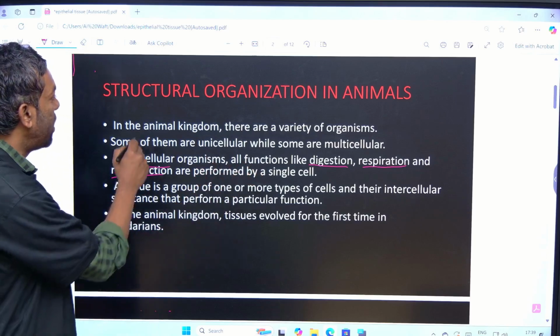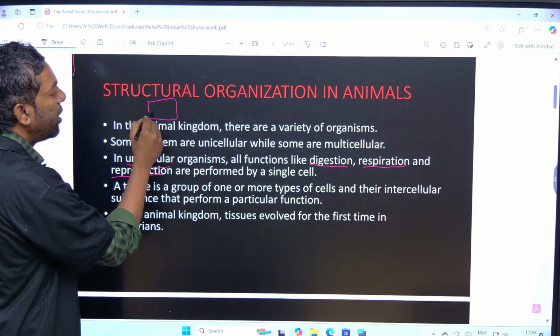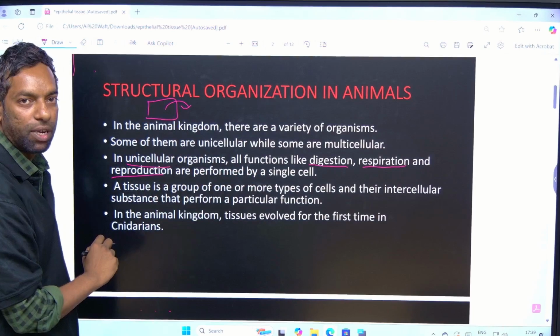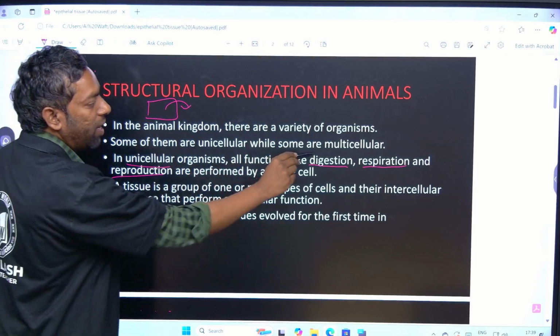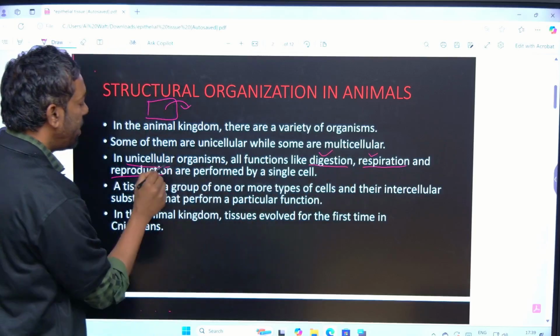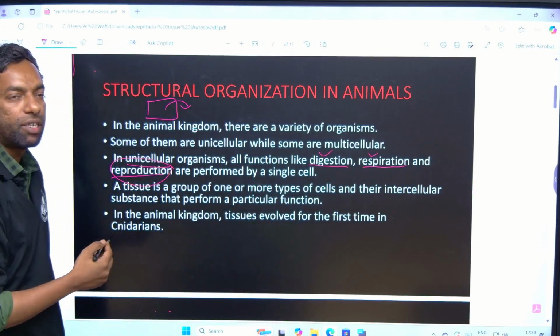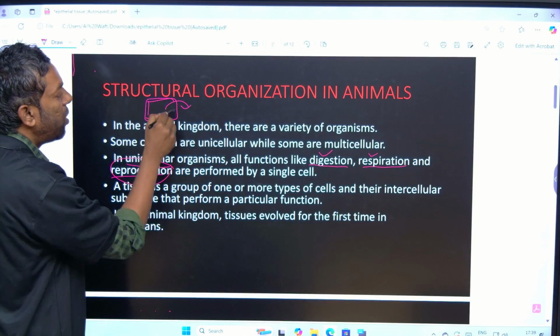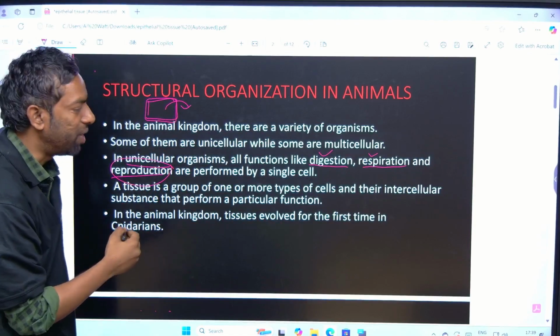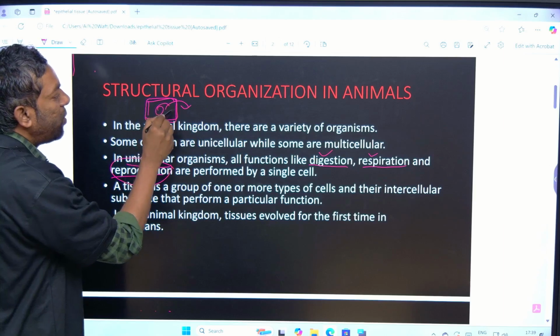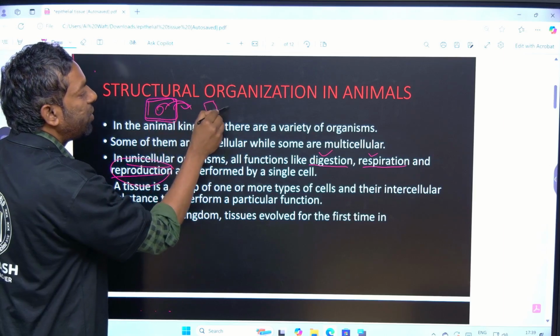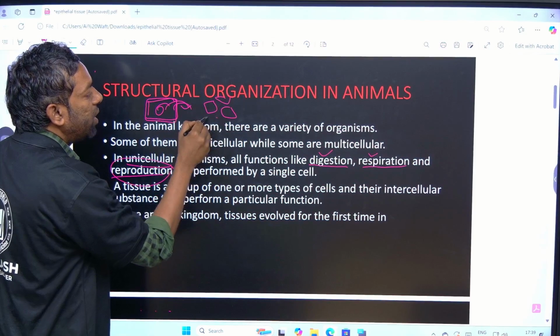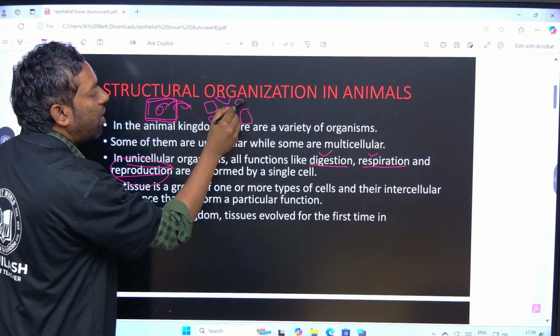If it is unicellular, within the single cell all functions take place. All functions mean digestion, respiration and reproduction. These systems take place within their cell body. The cells further developed into the tissue, guys. Tissue means there is a group of similar type of cells.